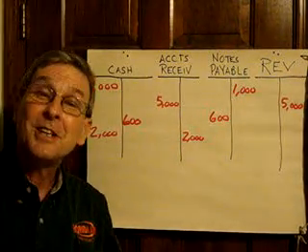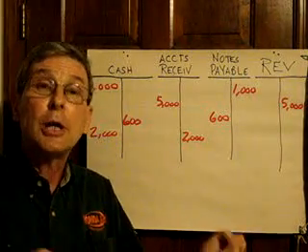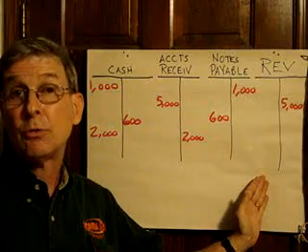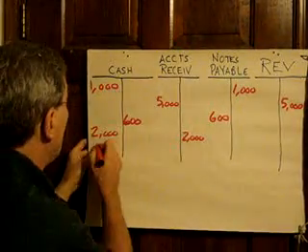Okay. Now, let's say it's the end of the month, we're going to close the books. What does that mean? That means we're going to calculate the ending balance in each one of our accounts. Let's see how it works for the T account. Let's look at cash. Okay?